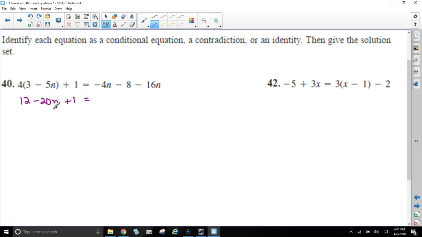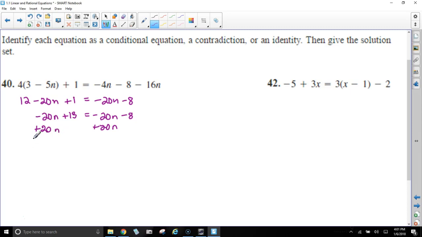To go ahead and combine on the left-hand side, we're going to have a negative 20n plus 12 and 1 is 13. On the right-hand side here, when we combine the negative 4n with the like term of negative 16n, we have negative 20n minus 8. Okay, let's go ahead and just bring that down to the next line. Negative 20n minus 8. Now going to do our algebra moves to get constants on one side and variables on the other. We're going to go ahead and add 20n to both sides.